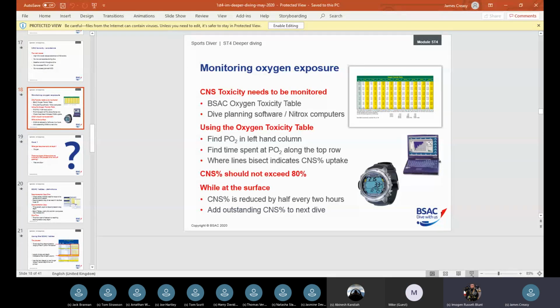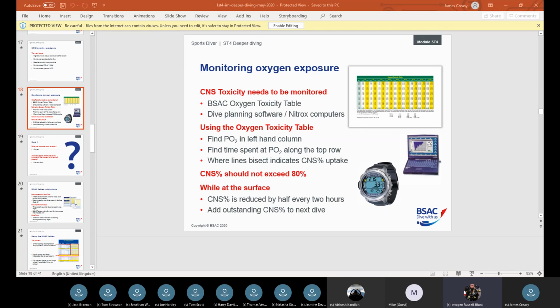Yeah, fantastic. So I've just said that your CNS shouldn't exceed 80%. So even in the example we just did, even if you're at your maximum partial pressure for 43 minutes, you're still at 28.81%, which is low compared to the maximum they state there. Obviously, you don't want to be in maximum partial pressure. You don't want to be there for too long. Whilst you're at the surface, the percentage risk is reduced by half every 2 hours.